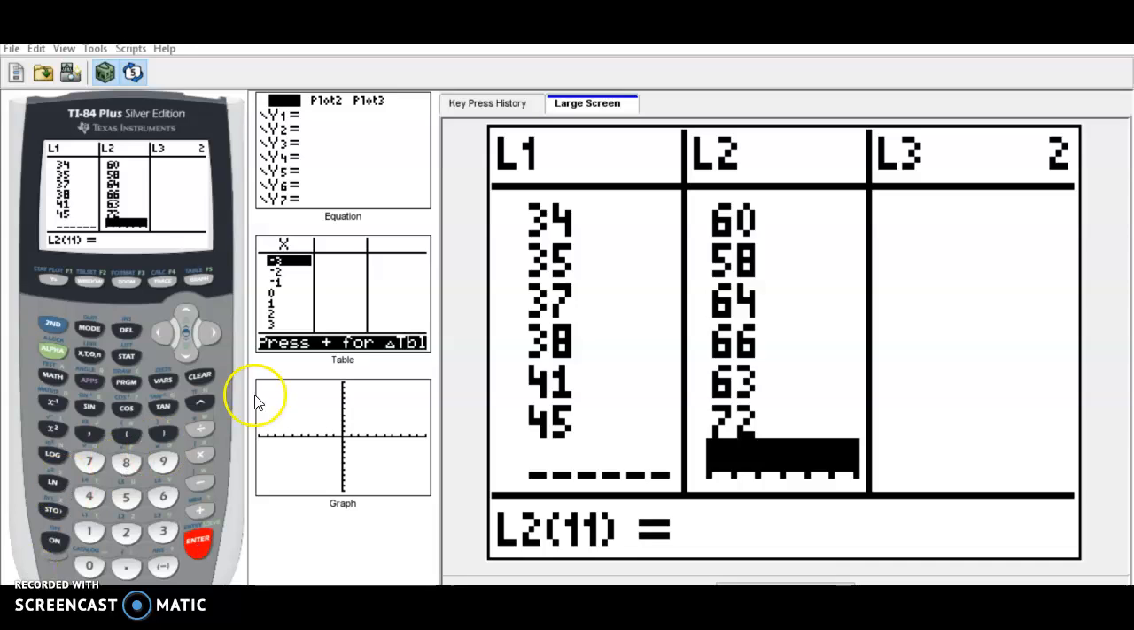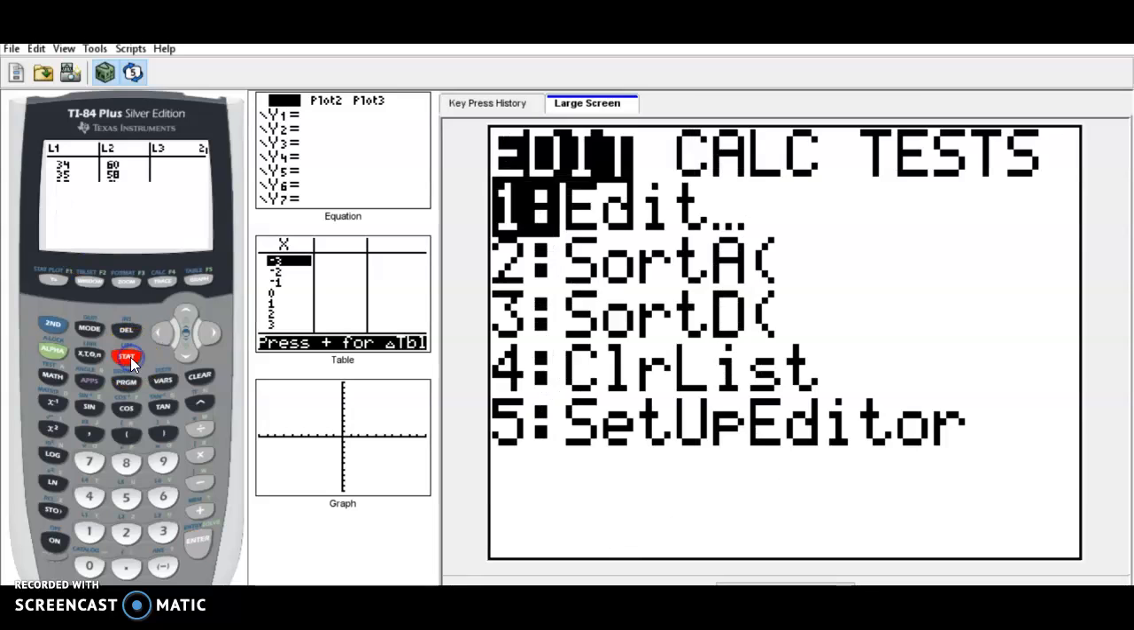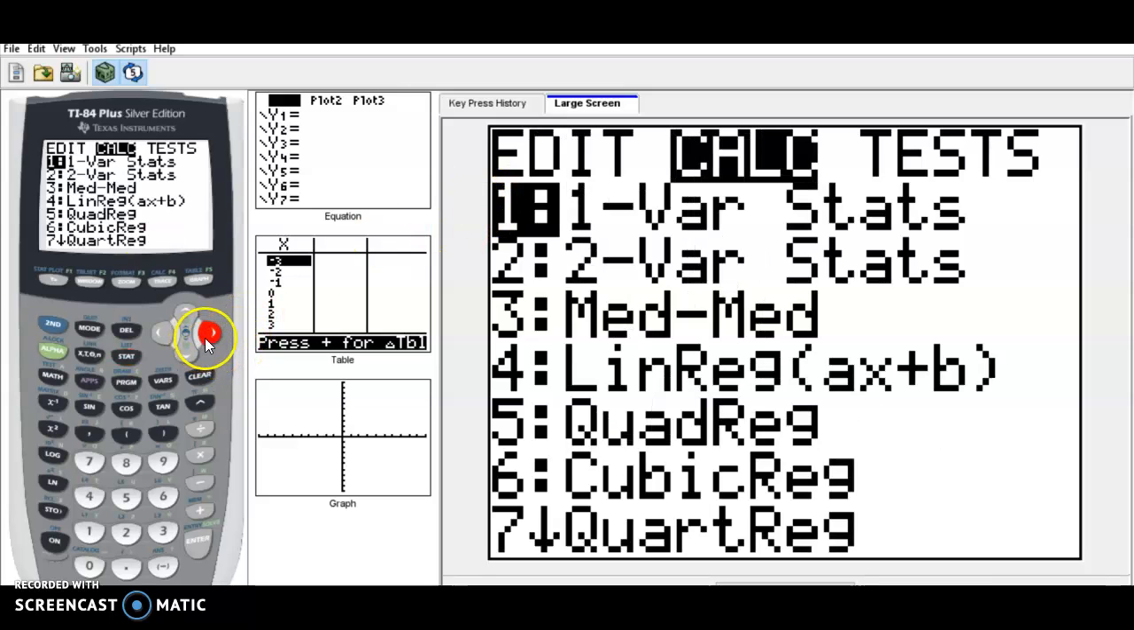In the statistics unit, so again, we press the STAT button. But instead of editing this list, we need to go to calculate. So I arrow once to the right, and now the highlighted option is in the middle, CALC. So we go down to number 4. Why number 4? I want the linear equation.